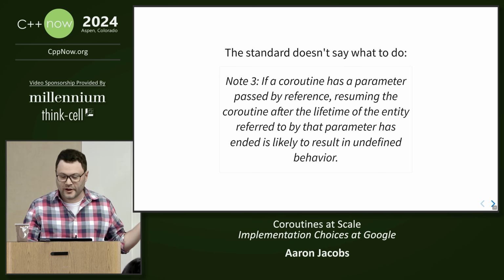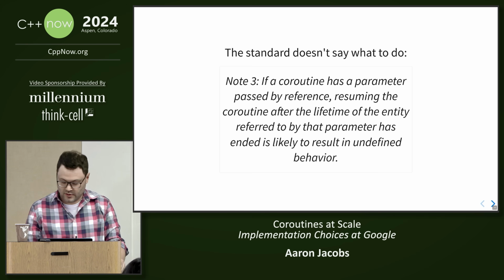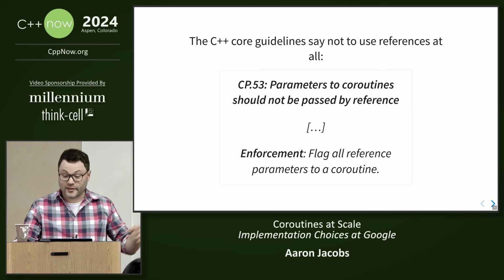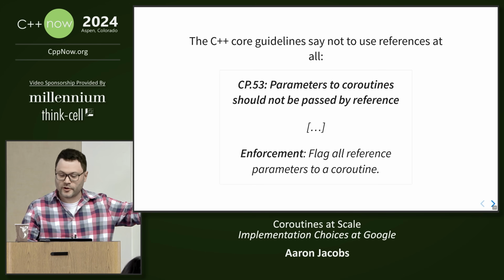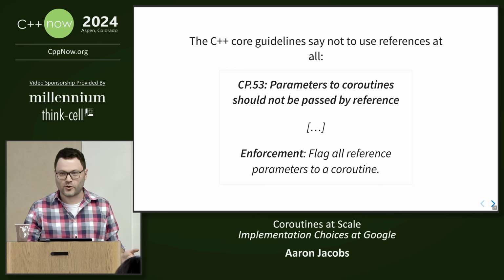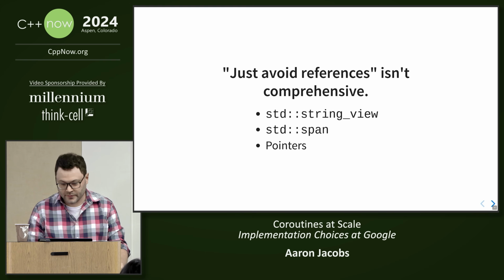So what should we do? Well, the standard is no help. It just warns us, here be undefined behavior. The C++ core guidelines give a really conservative answer. They say you should avoid the problem by not accepting references in the first place. Every coroutine should accept all of its parameters by value. So let's dissect that a little bit.